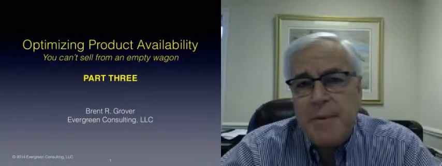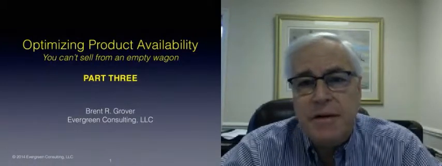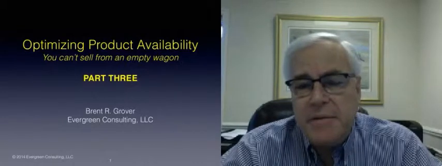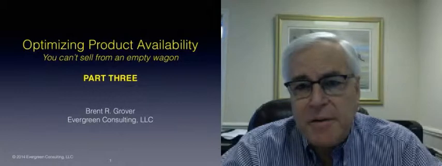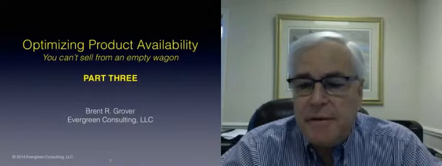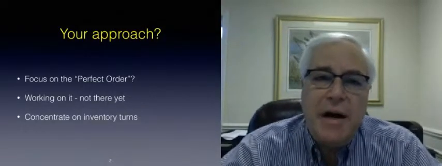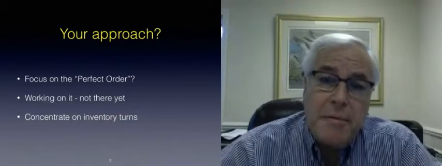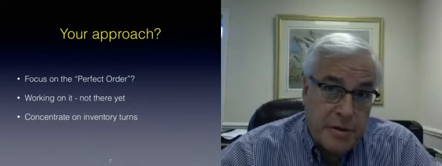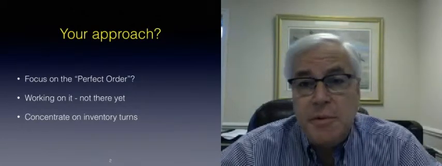This month's topic has been optimizing product availability. Today's conversation is part 3 in a series about optimizing product availability. And today we're going to concentrate on a specific area, which is communication between the distributor and the customer, and between the distributor and the vendor.